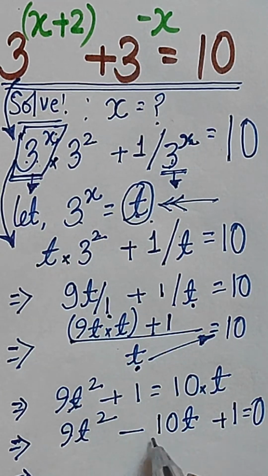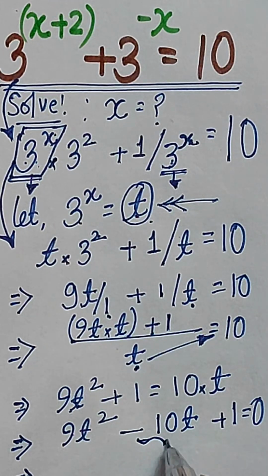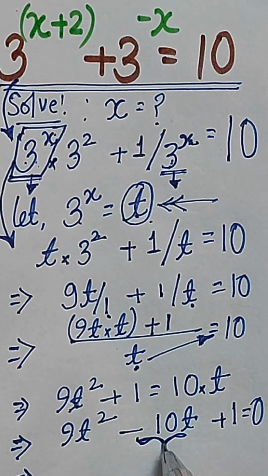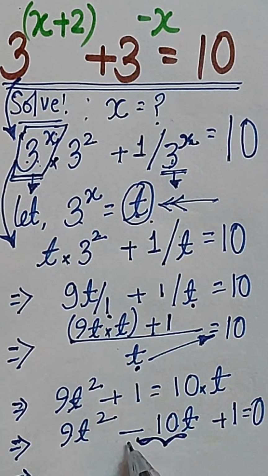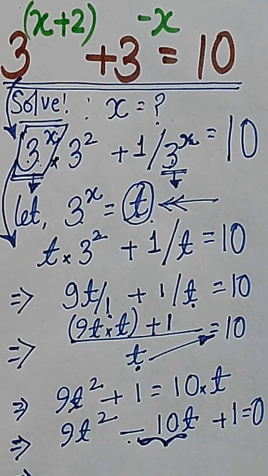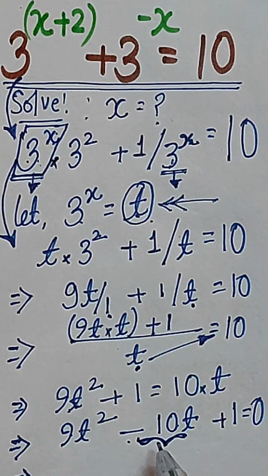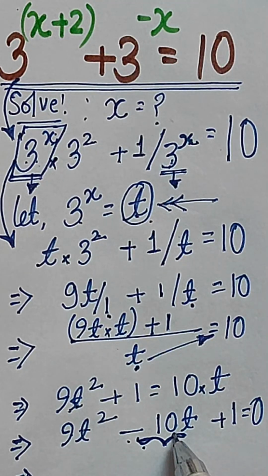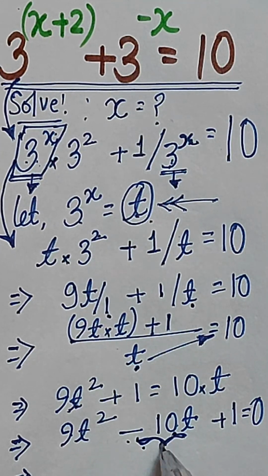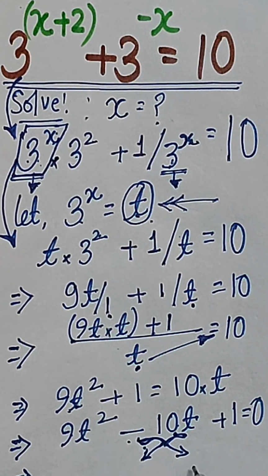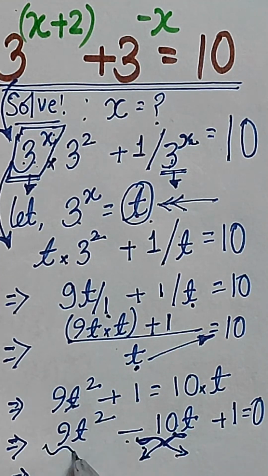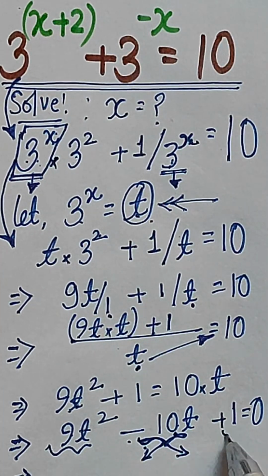This will give you, just split the middle term. Minus 10 can be written as minus 9 and minus 1. Why is this split into minus 9 and minus 1 only? Because this 10 should be split into only those two terms whose product should be equal to the product of the first and last.